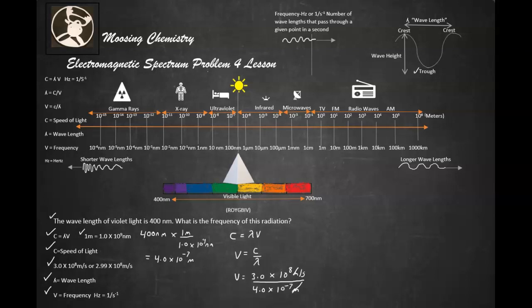And when we do the math, we find out that the frequency is going to equal 7.5 times 10 to the 14 1 over s, or s to the minus 1. You could also write that as V equals 7.5 times 10 to the 14 hertz.